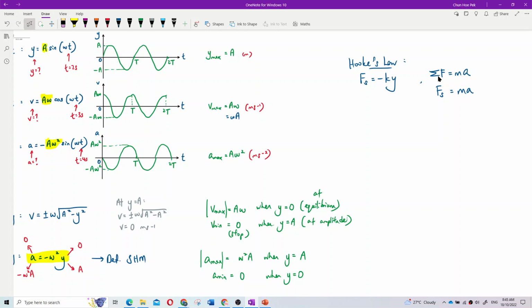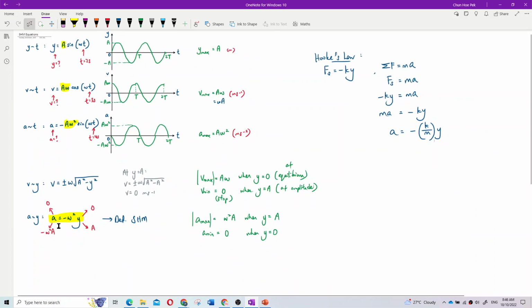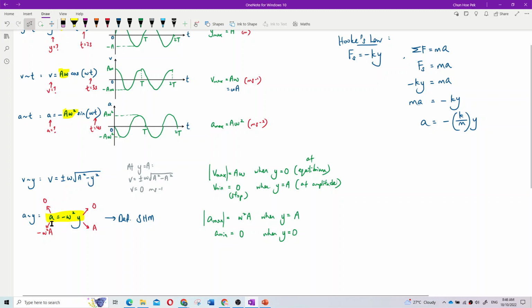The only force is ma, and here we have Fs equal to negative ky. Invert it: ma is equal to negative ky. So here acceleration is equal to negative k over m y. And then we compare with what equation? Compare with the SHM equation, a equal to negative omega square y.